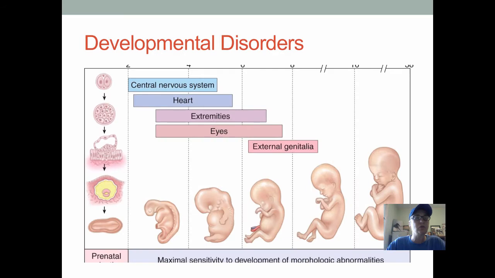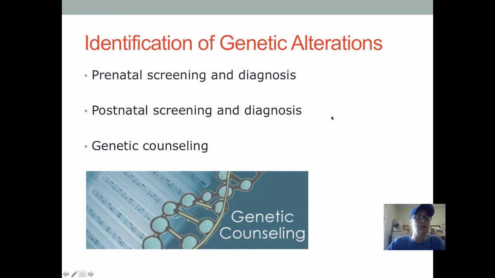But let's take a quick look at developmental disorders, and then I'll end this long one. Sometimes things go wrong during gestation or developmental processes, and you have some disorders. Just pay attention to those congenital ones. I don't really talk a lot about them in this chapter, but how do you identify genetic alterations? Basically, you can do prenatal screening or postnatal screening and genetic counseling. All of these things will help.